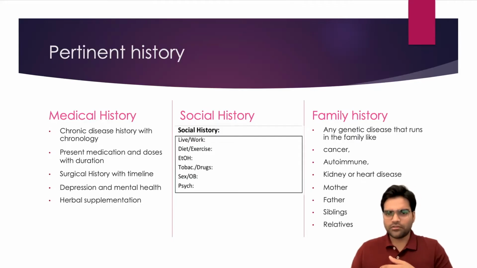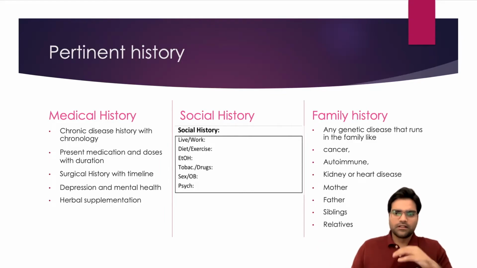In family history, you have to mention any genetic disease that runs in the family. The best way is to ask the person, do you know any disease that runs in your family? They'll say things like cancers run in the family, sometimes autoimmune diseases, sometimes kidney diseases. They'll say my mom had a kidney problem, my sister had a kidney problem, she passed away last year. And sometimes people say my grandfather passed away because he had some cardiac issues, and then my brother also has cardiac issues. So all these things you have to ask.